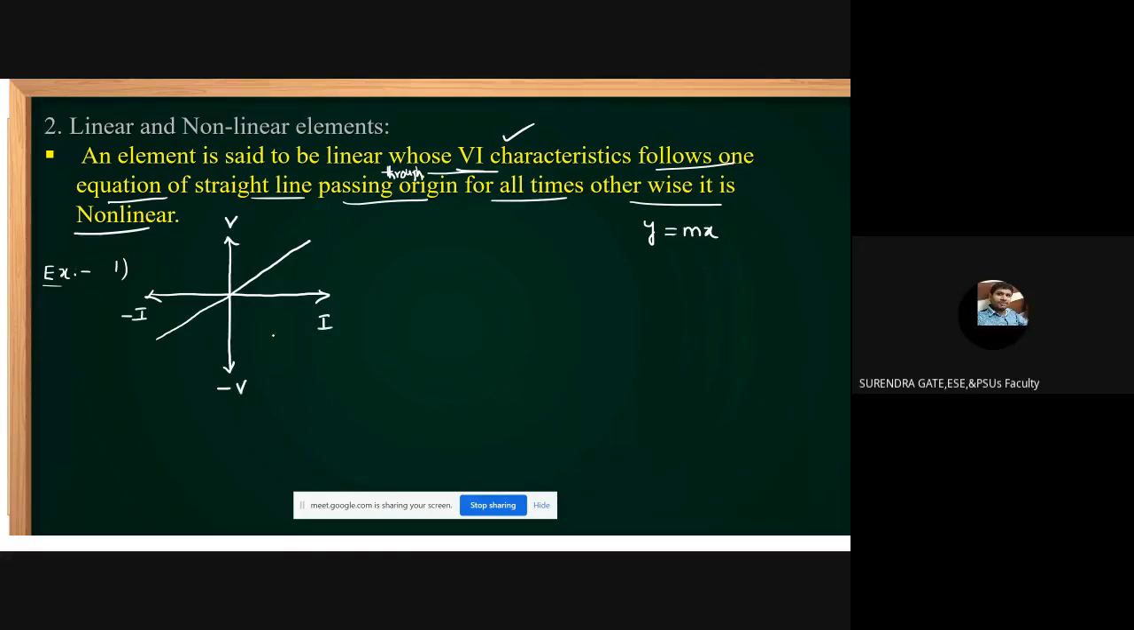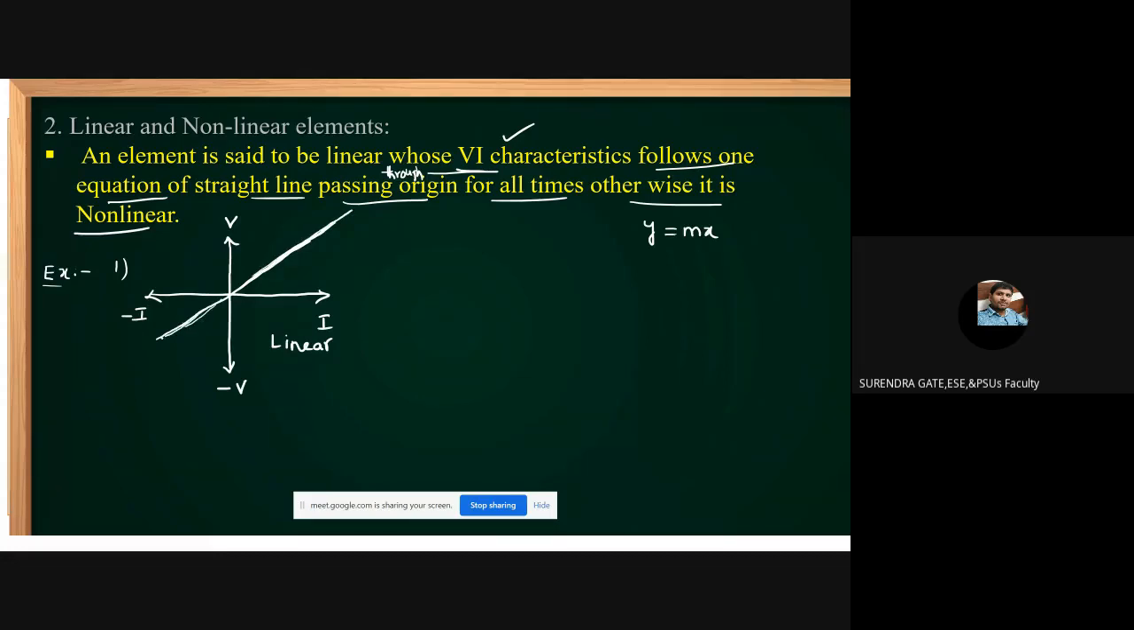Then how to identify it is a linear element? It is passing through the origin, no doubt at all. You see this positive side, you see the negative side. In both sides, at all times, at any time, it always follows only one equation of a straight line. At any time you can calculate the line equation, and we get only one equation.